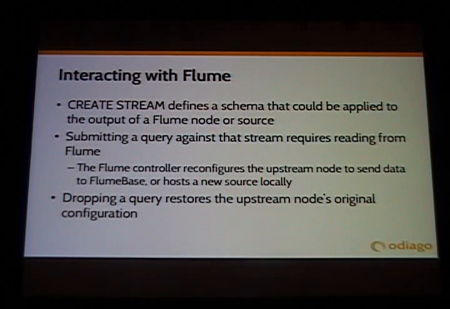So we try to minimize bandwidth utilization and only pull data from other nodes when it's really necessary. When we drop a flow, we're reference counting how many flows we're pulling from a given source. And when that hits 0, the controller inside the Flume-based server connects back to the master again and reconfigures the upstream source to connect only to its original output sink, instead of to the original sink and the Flume-based sink.